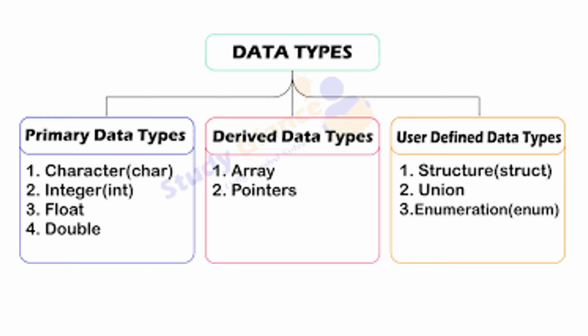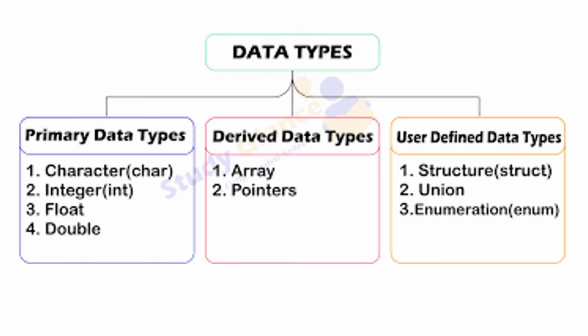Then the second is char. Char is used to store single characters. It occupies 1 byte of memory. In embedded systems, char is widely used because it consumes less memory. Then the next is float. Float is used to store decimal numbers. Floating point operations are slow in microcontrollers, so they are used only when necessary. Double stores double precision floating point values. It consumes more memory and is rarely used in embedded systems.